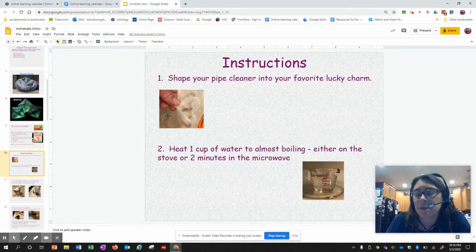Make a shape with your pipe cleaner. I'm not very creative, so I made a heart. Heat up 1 cup of water, so about 8 ounces of water. You really need a little over 200 milliliters of water. Heat it up until it's almost boiling. You can either do that on the stove in a teapot, or I just threw mine in a glass and threw it in the microwave for 2 minutes.